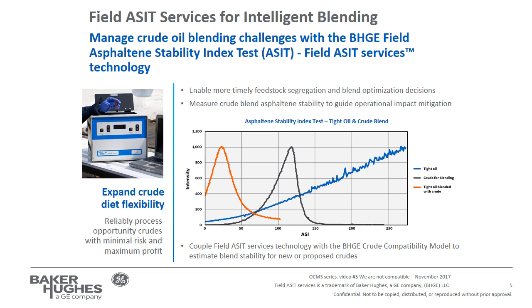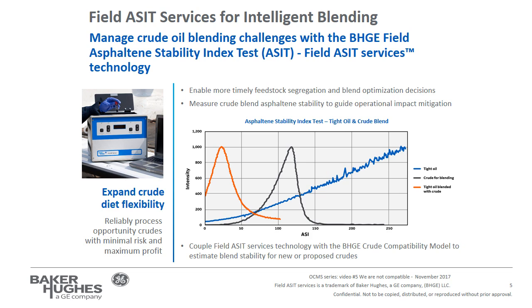In the chart depicted, the black curve represents the base crude for the refinery with a moderately stable ASI value. The blue curve is an opportunity tight oil with no well-defined flock point. Additional information is required to define the ASI value of this type of crude.